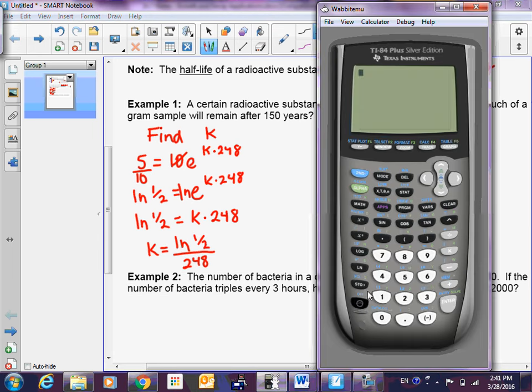Okay, so let's go in the home screen and let's type in natural log of a half. Make sure to close the parentheses after the half and then divide by 248. And this is going to give us a decimal, probably a very small number.